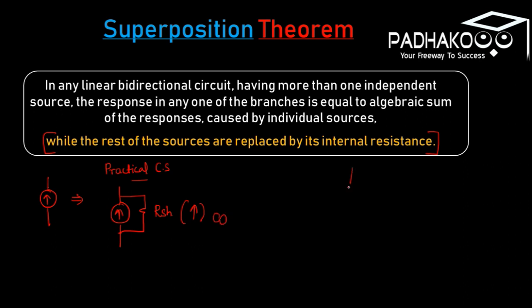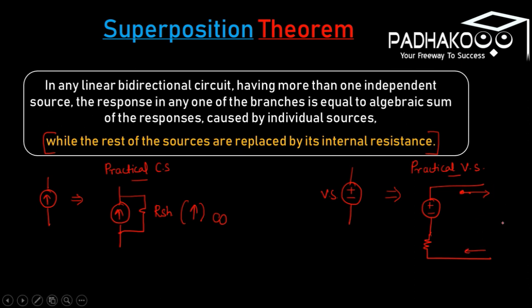And talking about a practical voltage source, it consists of an internal resistance in series with the voltage source. So we will be making a practical voltage source here. This voltage source has its resistance in series with it. The value of the internal resistance, let us say R internal, is very small and approximately equal to 0.